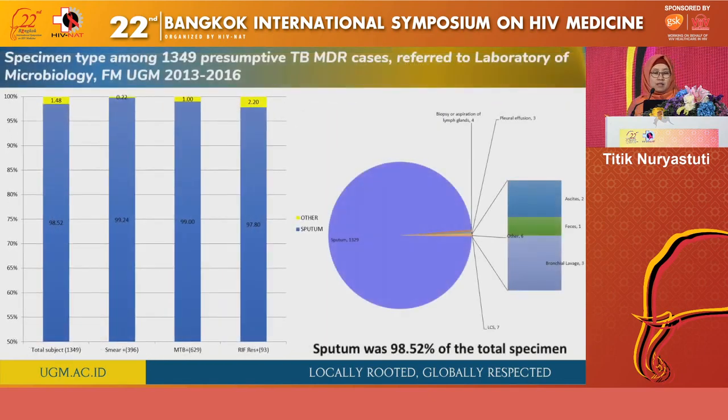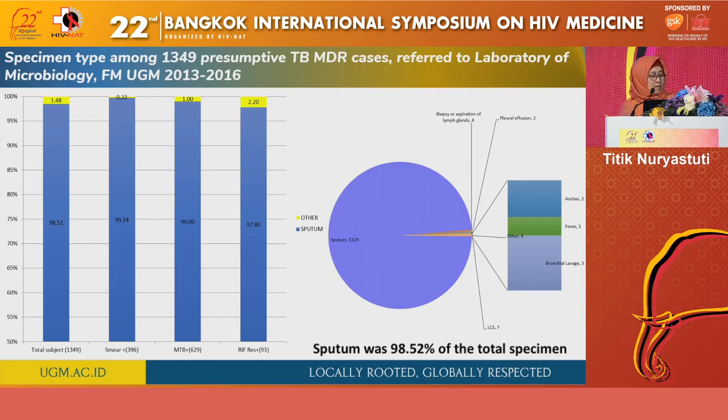The specimen type of this study mostly came from sputum, about 1,300 sputum specimens. The non-sputum specimens came from pleural effusion, bone tissue biopsy, lymph node aspiration, feces, assay test, and also bronchial lavage and cerebrospinal fluid. Among the non-sputum specimens, AFB could not be detected except for lymph node and feces.